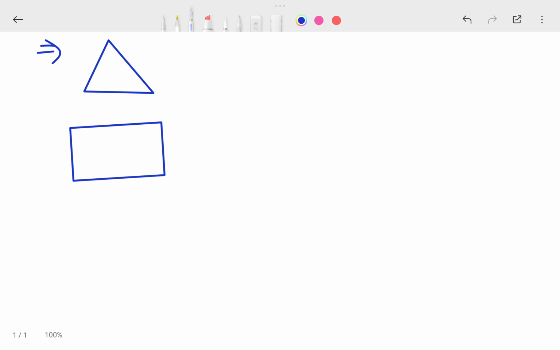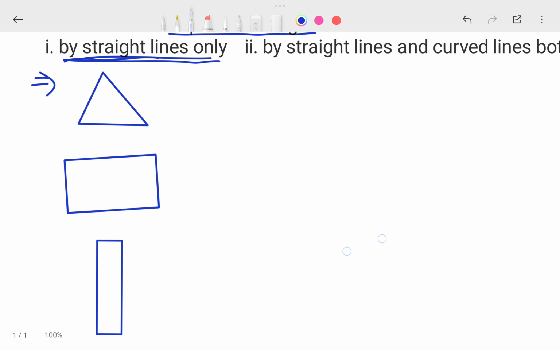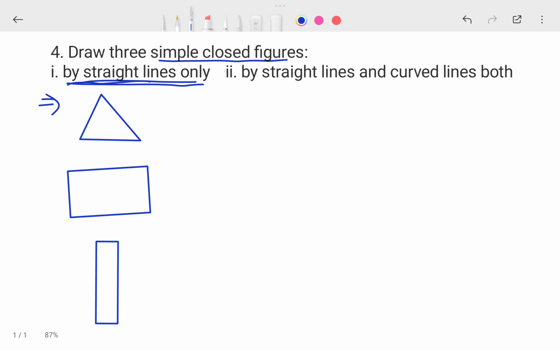How can you make another closed figure? You will make it by using straight lines, like this. These are the three figures which you can make by using straight lines. These are the closed figures. Now let's talk about the second question. By a straight line and a curved line both, we have to use a straight line and also a curved line. Three figures you have to make. Which figure? Closed figure.